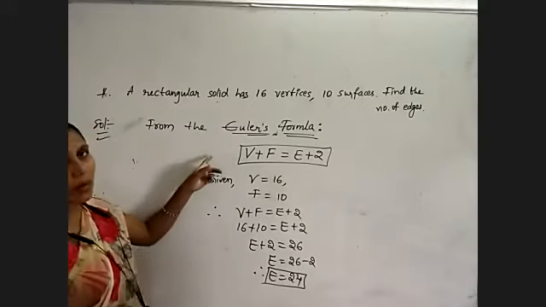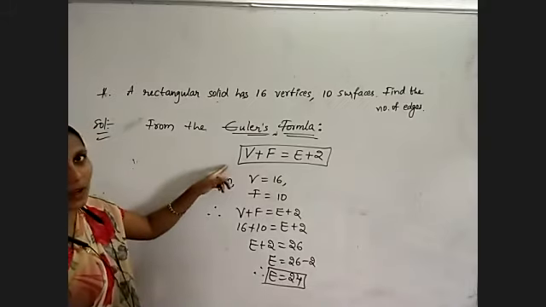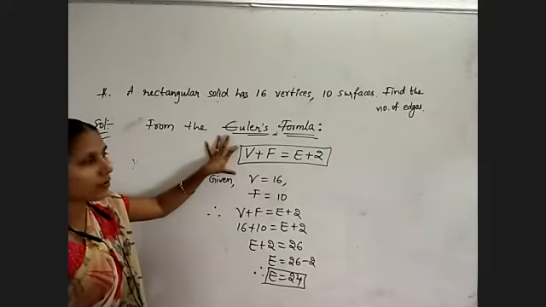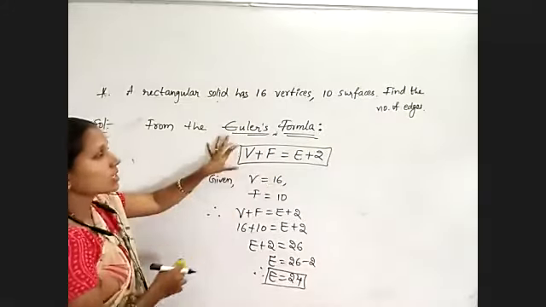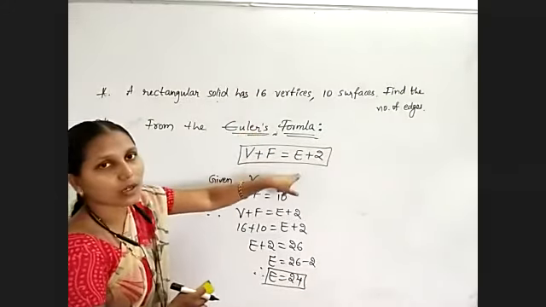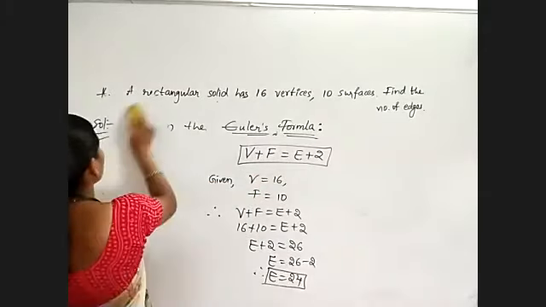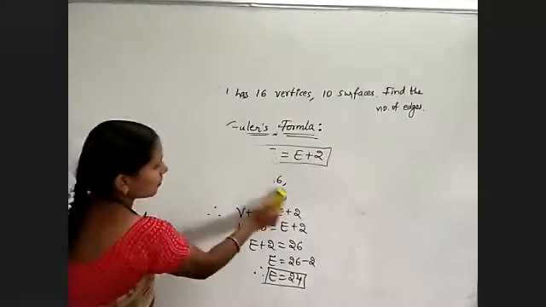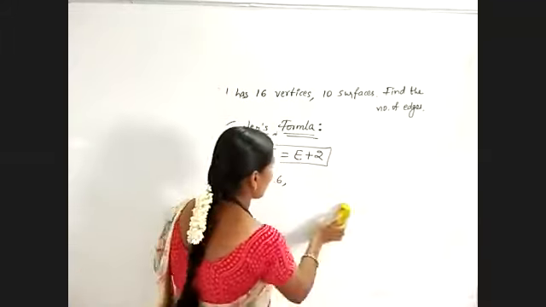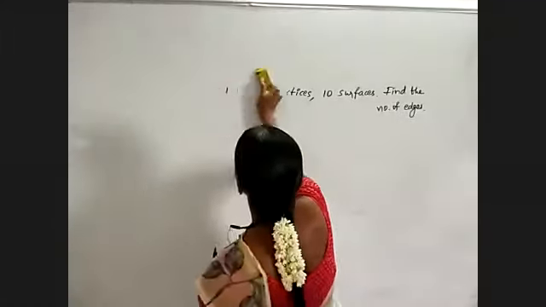So remember this formula, Euler's formula. From this formula, vertices, faces, and edges are related like this: sum of the vertices and faces is equal to edges plus 2. Okay. Now coming to the next question. Only this one problem is there on this topic, so no need to worry.